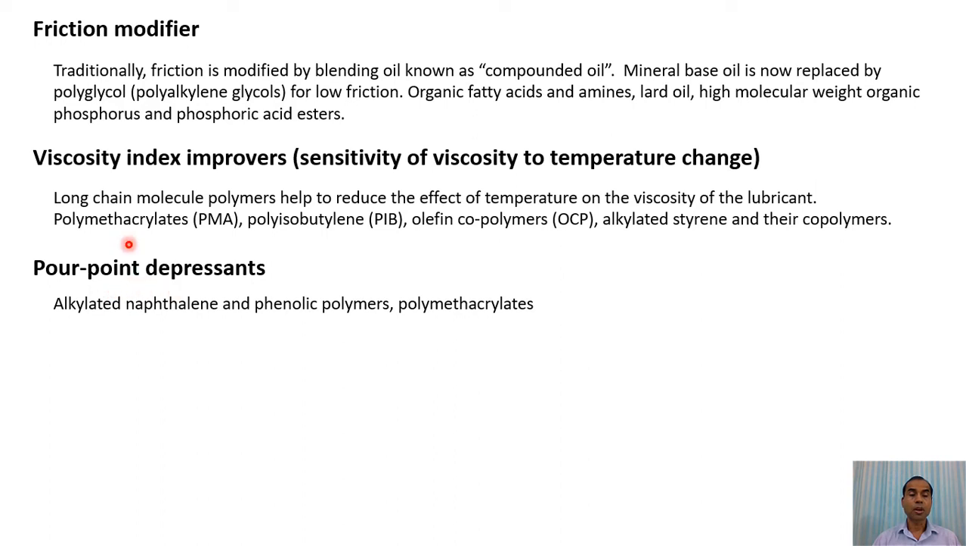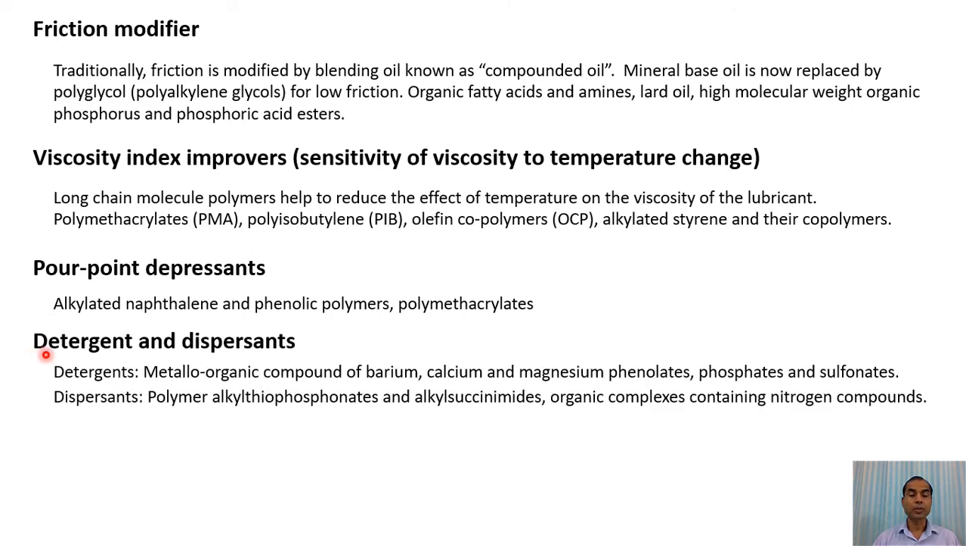The pour point of lubricating oil should be low, in the range of -20 to even -50°C. So these materials are added into the lubricating oil to lower the pour point, so that the oil can be used even at low temperature.